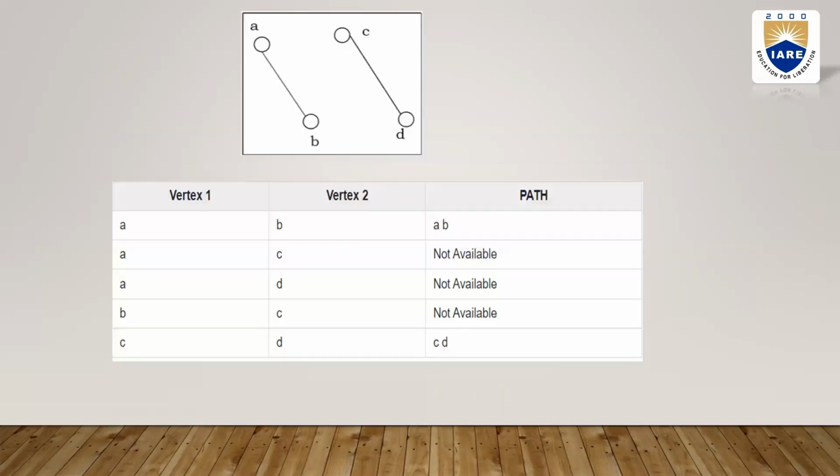Now we'll see another example. Here we have two diagrams. These are not connected with each other. So this is a disconnected graph. We'll see some paths. First we see A to B. We have only one path. For example, we take vertex A and vertex C. We have no available path. For example, A to D there is none, and B to C there is none, and C to D we have one path. So this is a disconnected graph.